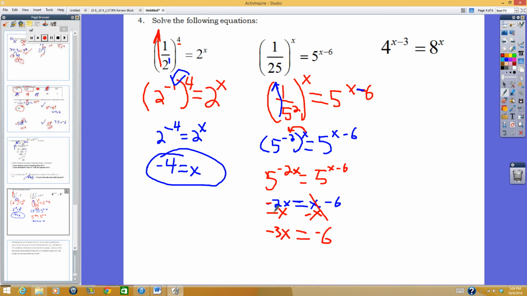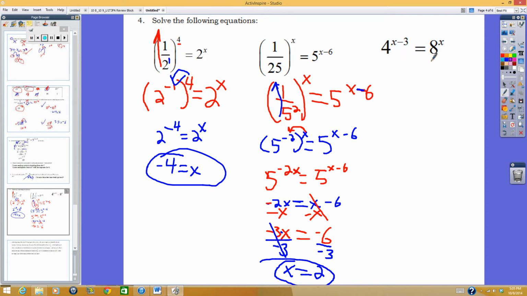equals negative 6. This does not equal negative 1, guys. Be careful. I know some of you guys think that when you look at it. Be careful. Alright? We know that there's multiplication here, so we're going to divide by negative 3 on both sides. Okay? And your answer for this one is x equals 2. Hopefully you got that. Next one.